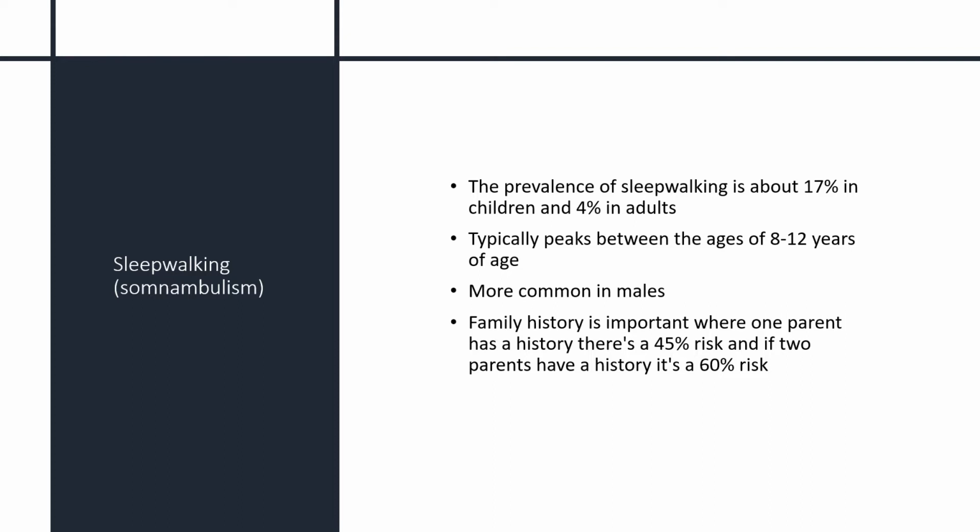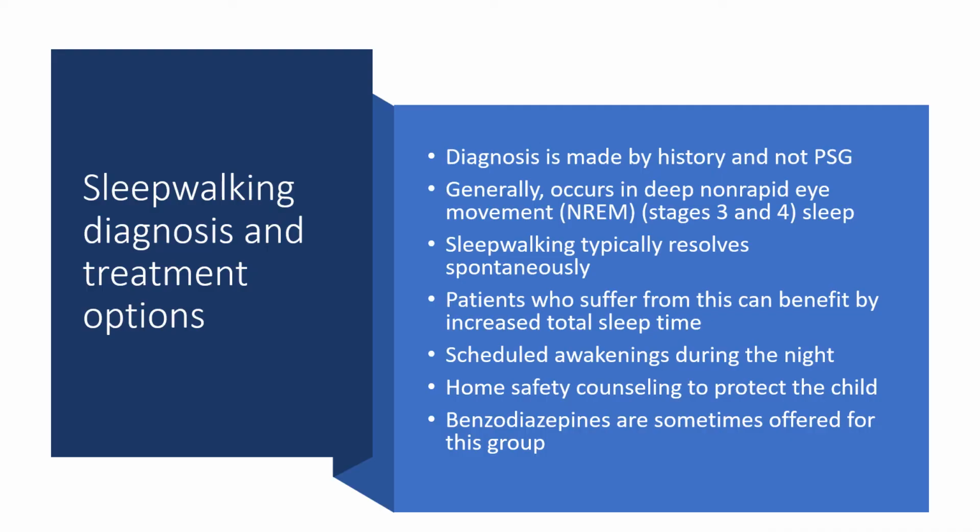I'm going to get a little bit more into sleepwalking on the next slide, but this is just a quick overview. The diagnosis of sleepwalking is typically made by history from the physician and not a polysomnograph. Generally, it occurs in deep non-rapid eye movement stages 3 and 4 sleep. Typically, sleepwalking will resolve itself when a patient reaches puberty, and that's the most common thing.